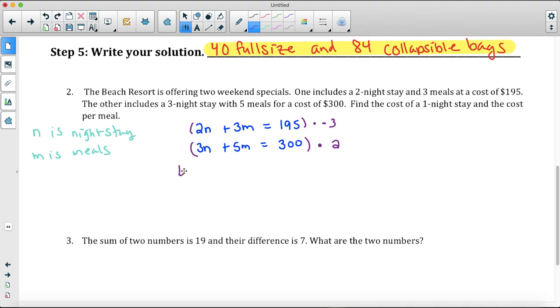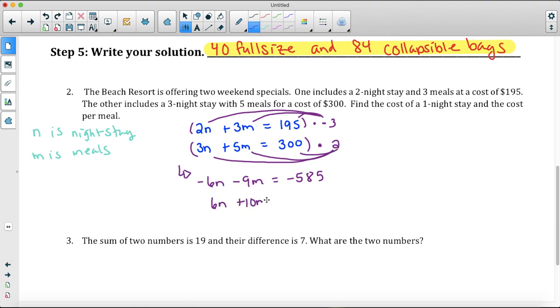When I distribute, we have to remember to distribute all the way to every part of the equation, because if you don't, you're not manipulating the entire problem. So the top equation will become negative 6n minus 9m is equal to negative 585. The bottom equation will become positive 6n plus 10m equal to positive 600.